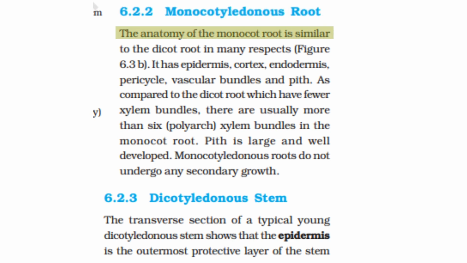Monocotyledonous root. The anatomy of the monocot root is similar to the dicot root in many respects. Figure 6.3b. It has epidermis, cortex, endodermis, pericycle, vascular bundles, and pith. As compared to the dicot root, which has fewer xylem bundles, there are usually more than 6 polyarch xylem bundles in the monocot root. Pith is large and well developed. Monocotyledonous roots do not undergo any secondary growth.